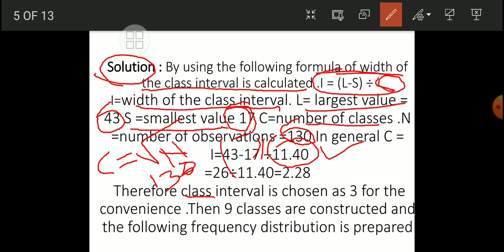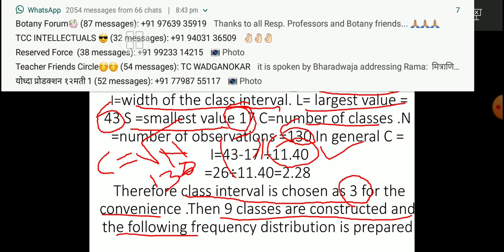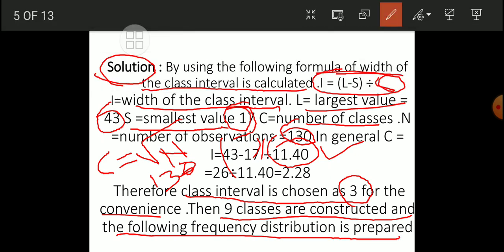Therefore class interval is chosen as 3 for our own convenience. Then 9 classes are constructed and the following frequency distribution is prepared. Have you got the formula, friends? Formula is I is equal to, in bracket, L minus S, bracket complete, divided by C.